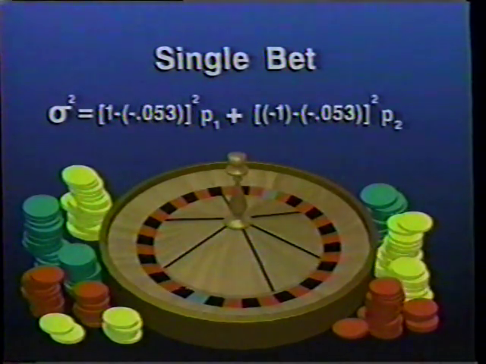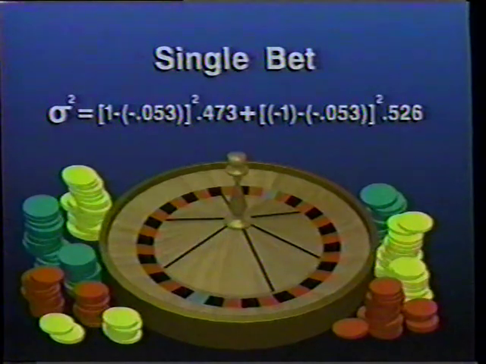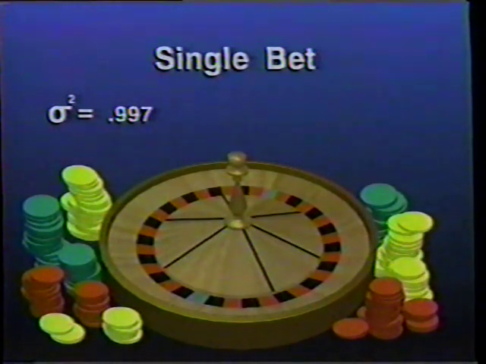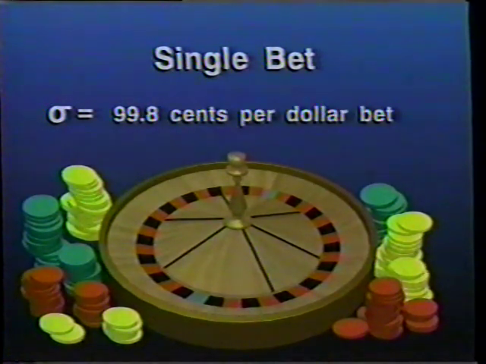We plug in our value for mu, which is minus 0.053, and our two outcomes, 1 and minus 1. Then we plug in their respective probabilities. We find that the variance is about 0.997, and so the standard deviation is its square root, or about 0.998. For single bets, in other words, there is a huge standard deviation, 99.8 cents per dollar bet. But most gamblers bet repeatedly, so the standard deviation of single bets doesn't tell us the whole story.